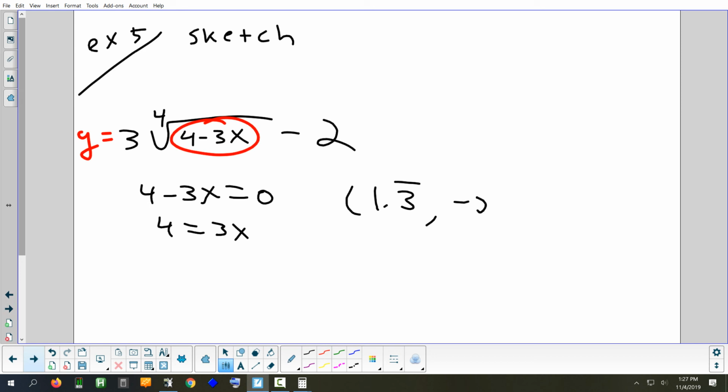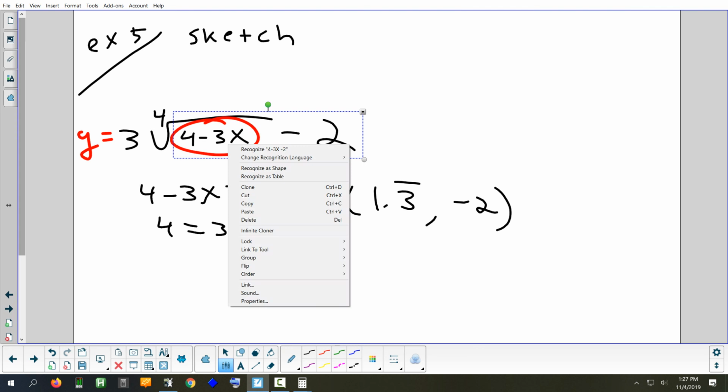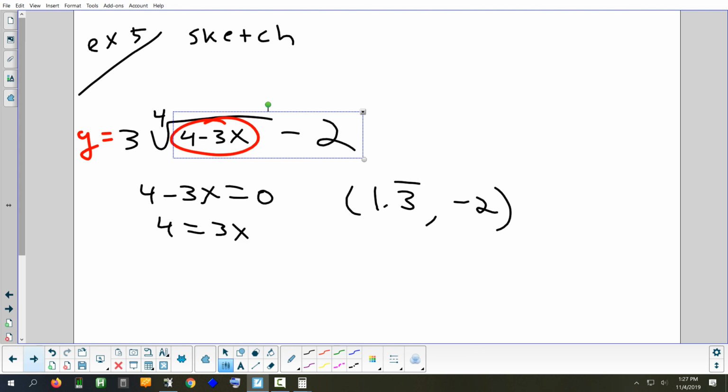-2. Now, a couple people told me you would only plug in numbers going in one direction. Would you plug in numbers bigger than 1.3 or smaller? Bigger. Okay, let me pick a number bigger than 1.3. Let me pick 10. What's 3 times 10? 30. What's 4 minus 30? -26. Can we take an even root of a negative number? No. No, so we went the wrong way.